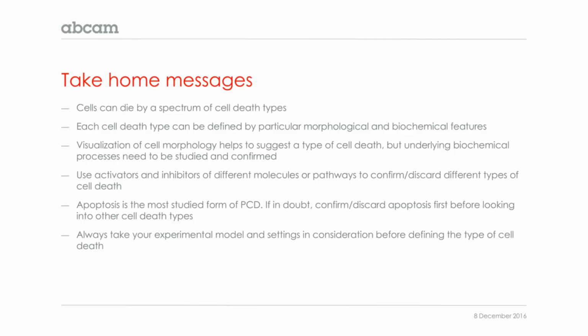Apoptosis is the most studied form of programmed cell death for a reason. So if in doubt, I would suggest to first confirm or discard apoptosis in your model before you start looking into other types of cell death. And as we have repeated through the series of this webinar, always take your experimental model and settings into consideration before you draw any conclusions.